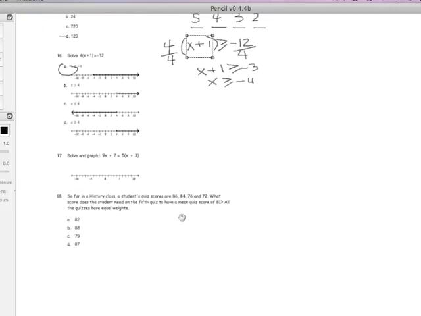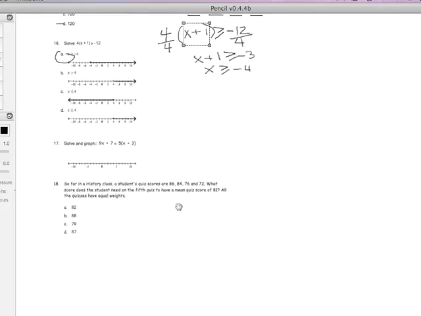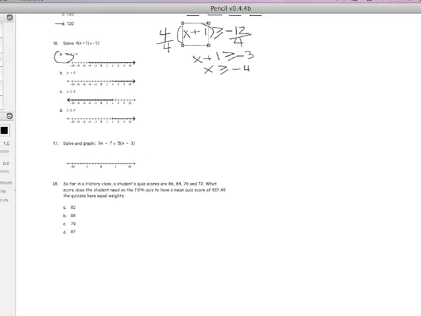Solve and graph 9x plus 7 is less than or equal to 5 times x plus 3. In this case, we can't divide both sides. Well, we can divide both sides by 5, but it really wouldn't help us. It would just muck up the left-hand side. So in this case, we are going to distribute this 5 over each term, and we get 9x plus 7 is less than or equal to 5x plus 15. Don't forget to distribute that 5 over that 3.